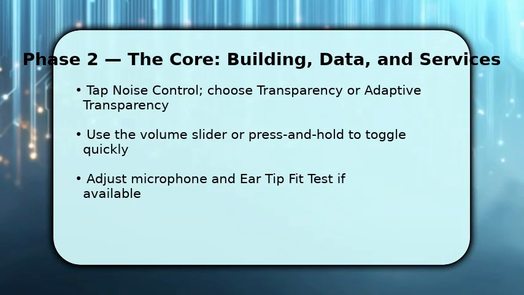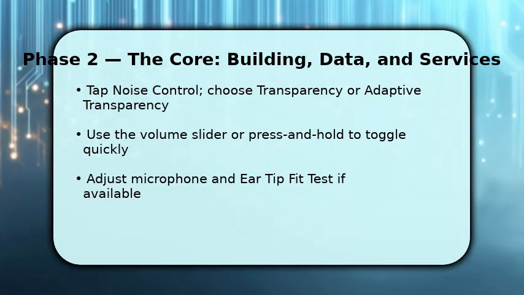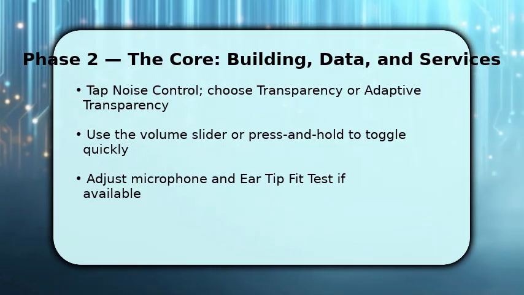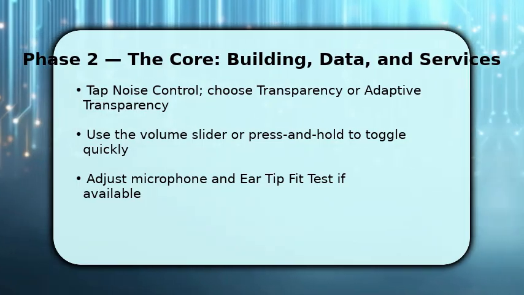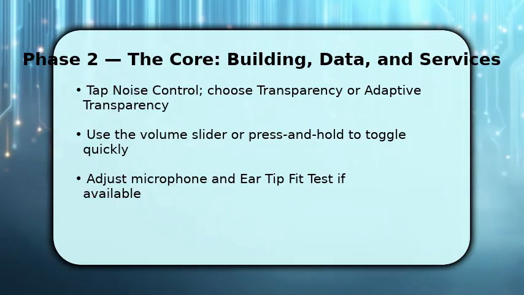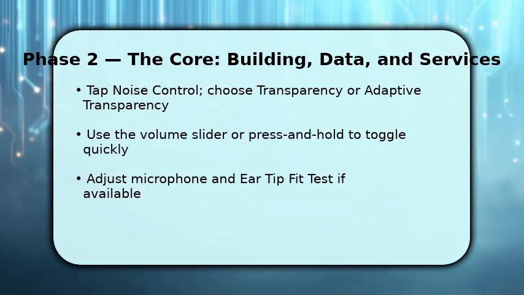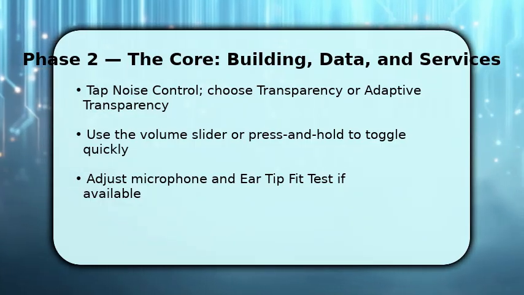Now you'll switch modes and tailor how transparency behaves. Tap Noise Control and select Transparency. On newer models, choose Adaptive Transparency for dynamic attenuation. Use the volume slider in Control Center or set press and hold on the stem for quick toggles. This keeps hands-free use smooth.